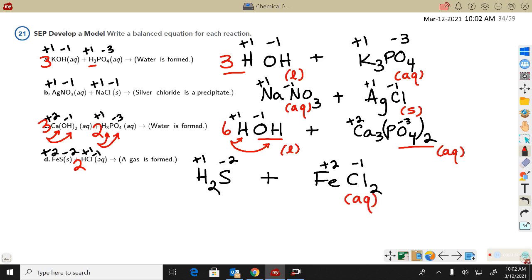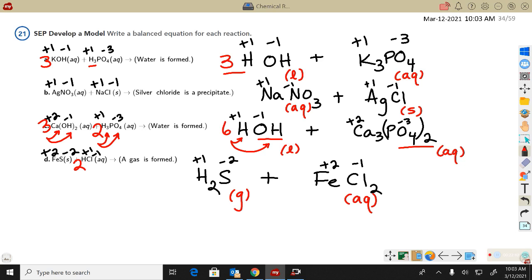Or I could look on that chart on page 246, and it'll tell me that most chlorides are aqueous. There are a few exceptions like silver, lead, and mercury, but iron's not one of the exceptions. So iron with chlorine will stay aqueous, which then means that this H2S is my gas. Hydrogen sulfide. That's the poor gas that smells kind of like rotten eggs. And there you have it.